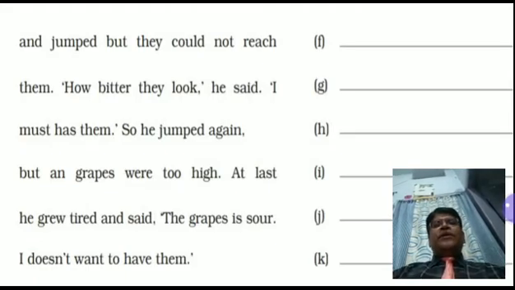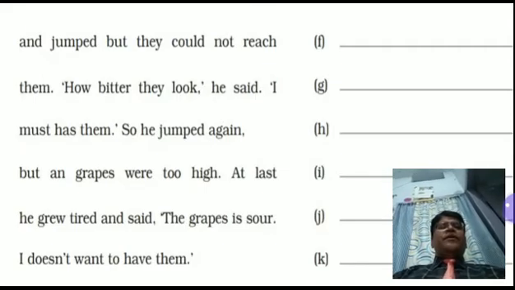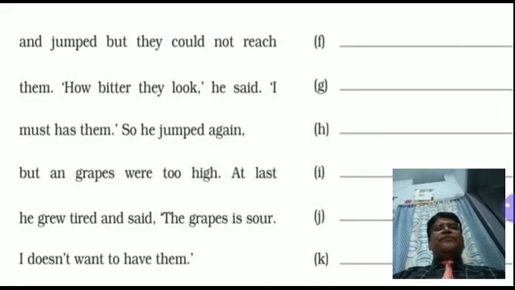Now see G number, them. How bitter they look, he said. Instead of bitter, you have to write tasty. In the beginning, they looked very tasty to that creature. So here, how tasty they look. Against G number, you have to write tasty. Tasty, tasty.